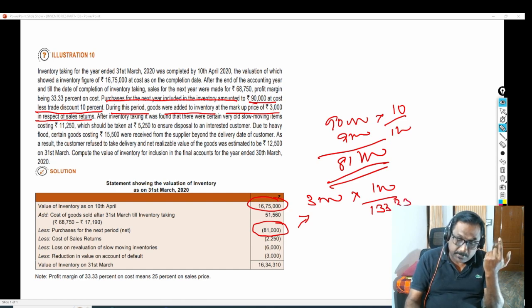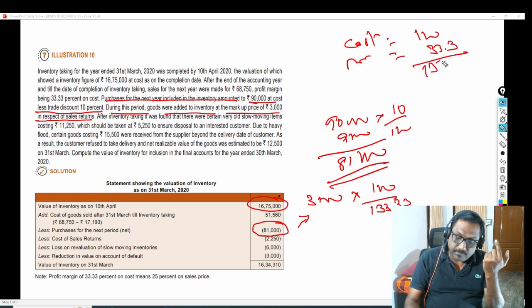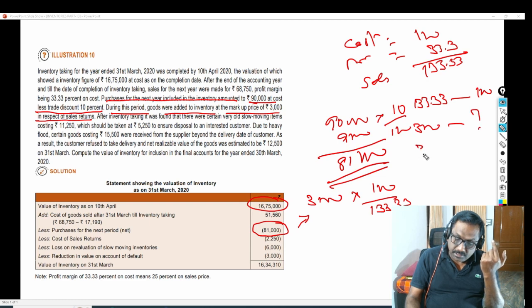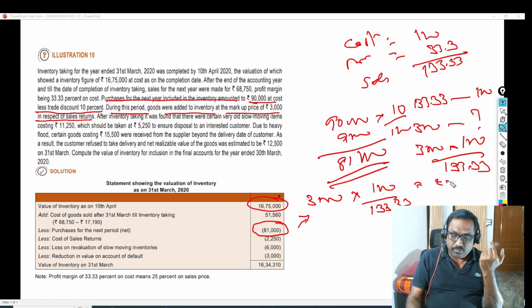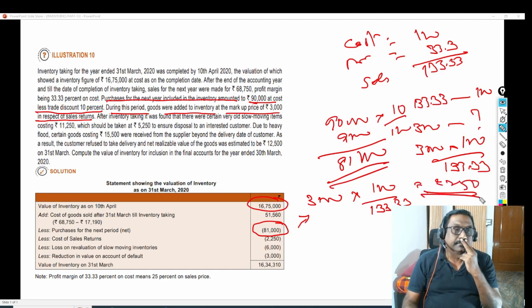Again, let me explain one more time. Cost, we don't know, 100. Profit, 33.33. So sales value, 133.33. This is the sales value. Sales value is 133.33, cost is 100. Sales value is 3,000, and what should be the cost? 3,000 into 100 divided by 133.33, you get 2,250 rupees as cost.